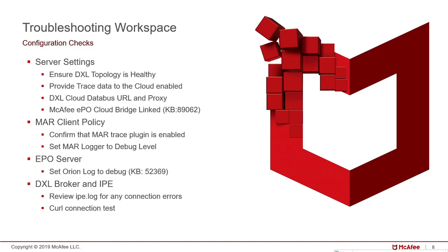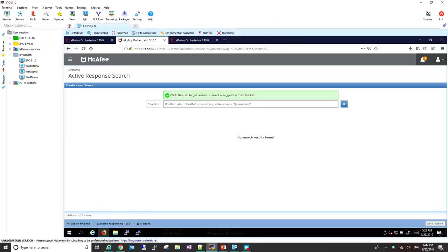And finally, on the DXL broker itself, there is an IPE log that you can take a look at to look for any connection errors between IPE and the EPO cloud. One of the tests we like to use in support is a curl connection test, just to make sure that you are able to reach the cloud URLs from your broker. So I'll go ahead and step back into the EPO server to show you those settings.